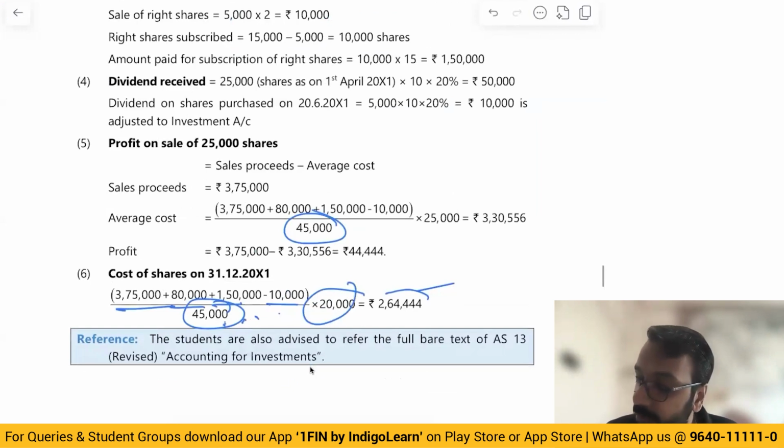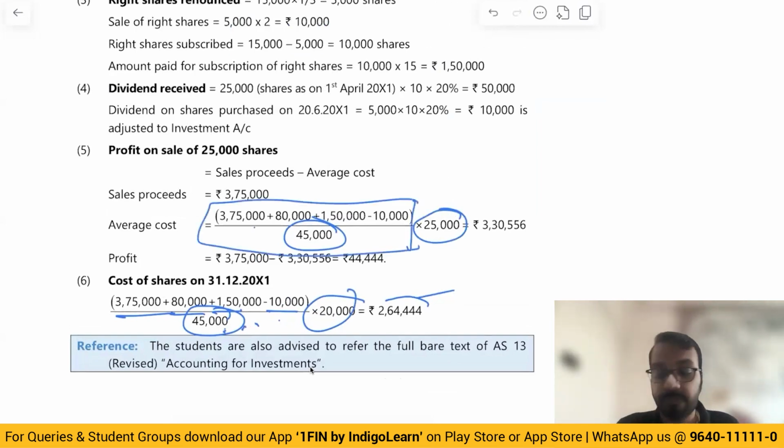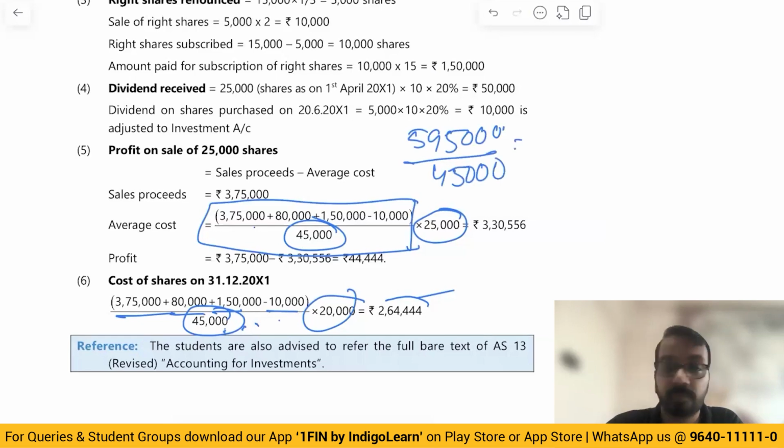So while calculating profit on sale of 25,000 shares, you will multiply that by 25. Or the easier way to do that is this number 375 plus 80 plus 150 minus 10. You have 5,95,000. This is the cost of 45,000 shares.